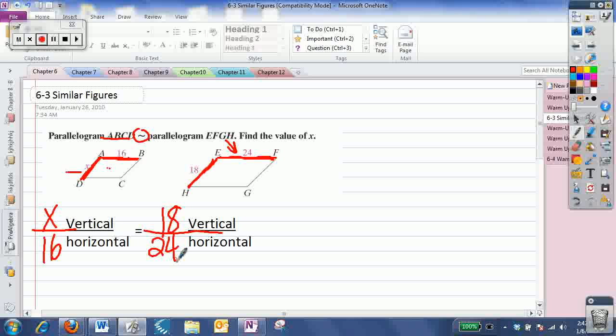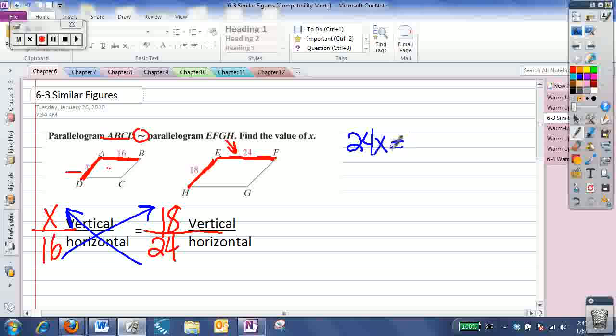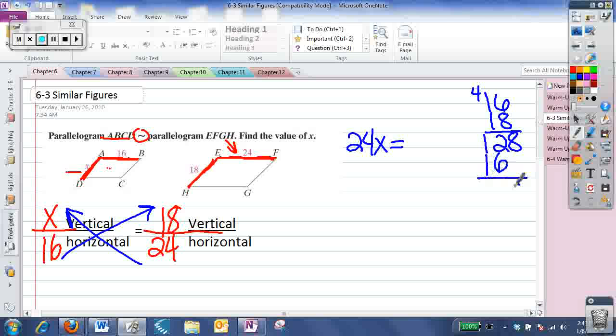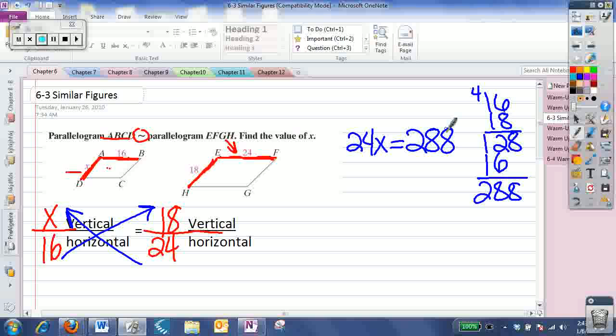Now it's time to solve this proportion. In order to solve this proportion, I'm going to use cross products. Cross products mean that this times that is going to equal this times that. 24 times x is 24x, and 16 times 18, let's pause a minute to figure out what that is. 6 times 8 is 48, 12, 6, and 1, 8, 8. Looks like that's 288.